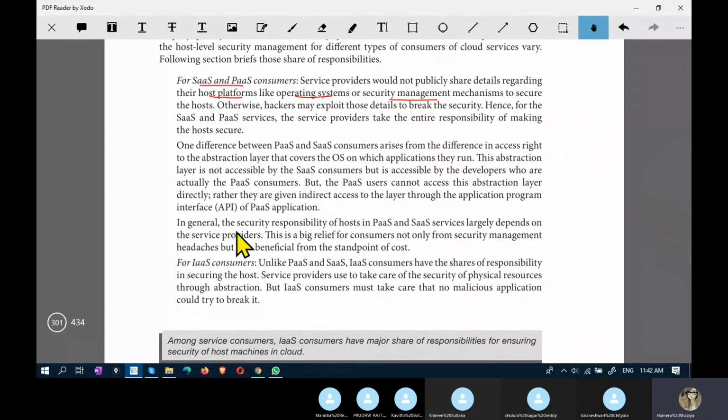All right, so security responsibility of host in PaaS and SaaS largely depends on service providers. And for IaaS users, they share equal responsibility of securing the host along with the providers. For IaaS consumer, there are two types of consumers here. This is the first one, which is SaaS and PaaS. Second one, IaaS. For SaaS and PaaS, the responsibility lies on providers. For IaaS, responsibility is with consumers.